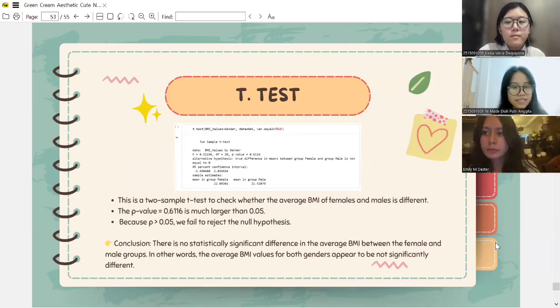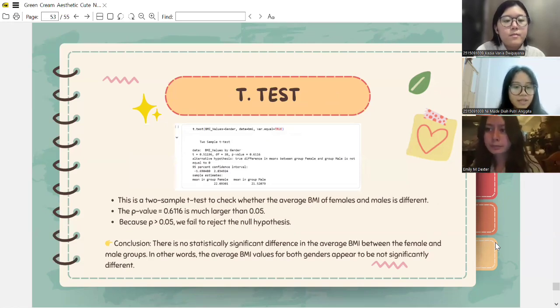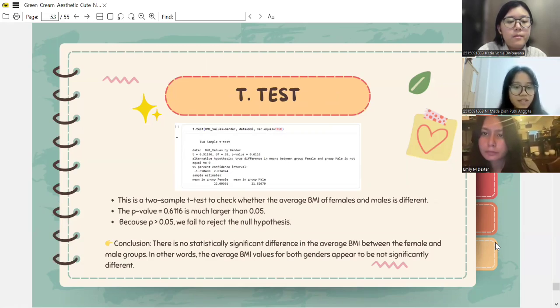Finally, we arrive at the t-test. This is a two-sample t-test to check whether the average BMI of females and males is different. The p-value equals 0.61, which is much larger than 0.05. Because the p-value is greater than 0.05, we fail to reject the null hypothesis. The conclusion is there is no statistically significant difference in the average BMI between the female and male groups. In other words, the average BMI values for both genders appear to be not significantly different.